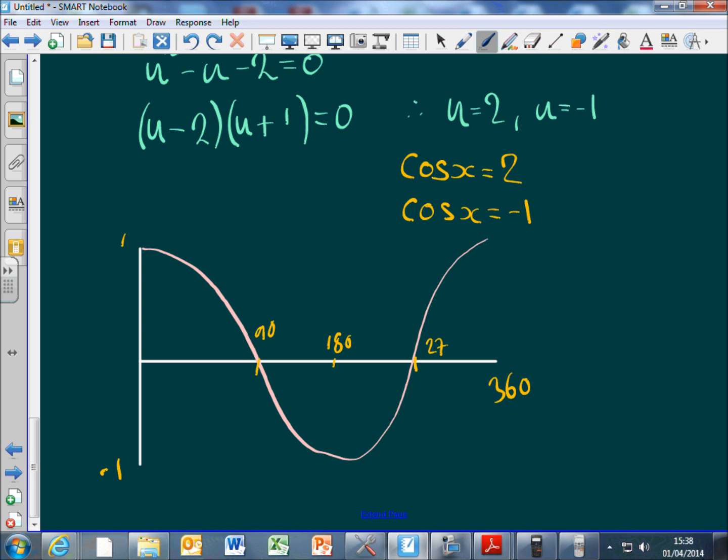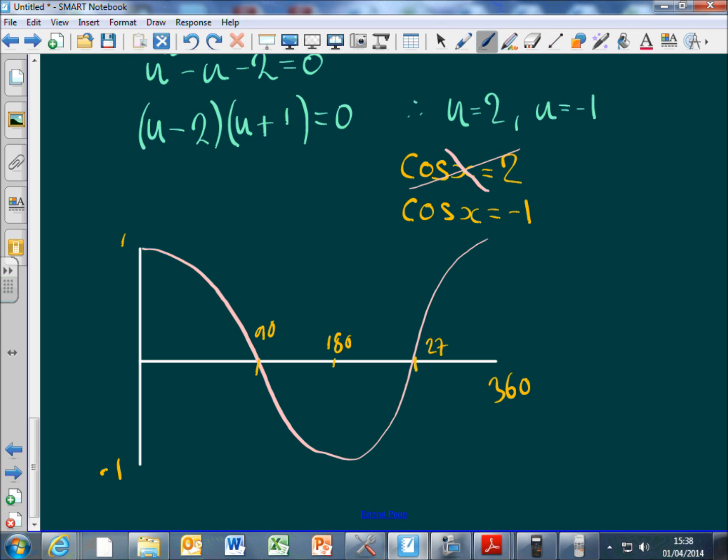Now, Shanice, where on the graph does cos x equal 2? Yeah, you can try inversing it on your calculator if you want. Oh, does it not exist? It doesn't exist because the graph only goes between 1 and minus 1, doesn't it? So automatically, you can say, I don't have to bother with this answer here because it can never be 2. So you lose that straight away.